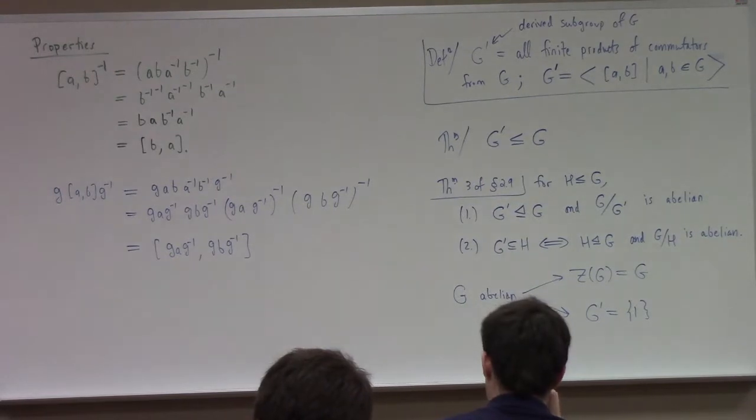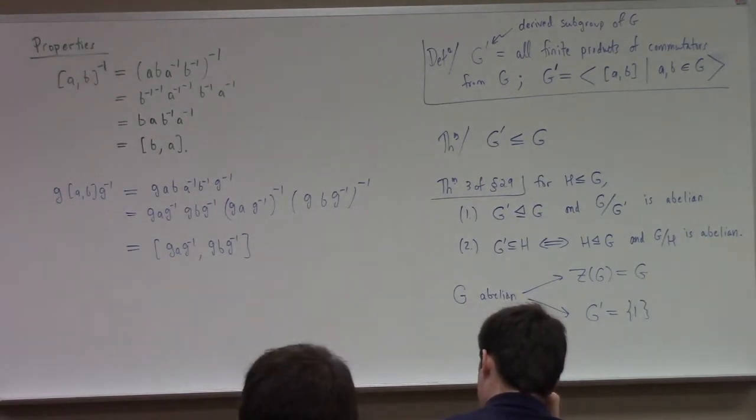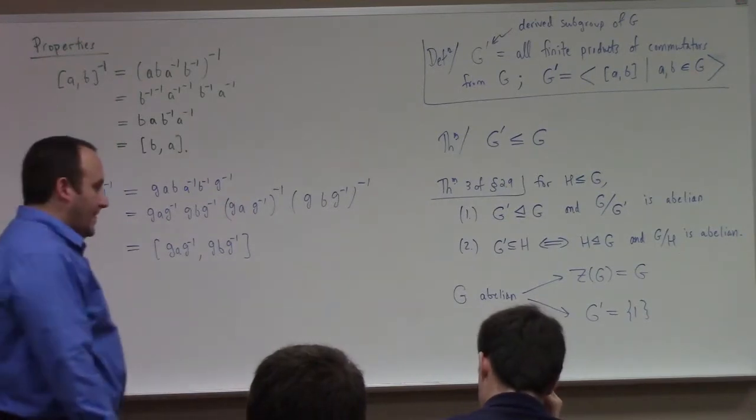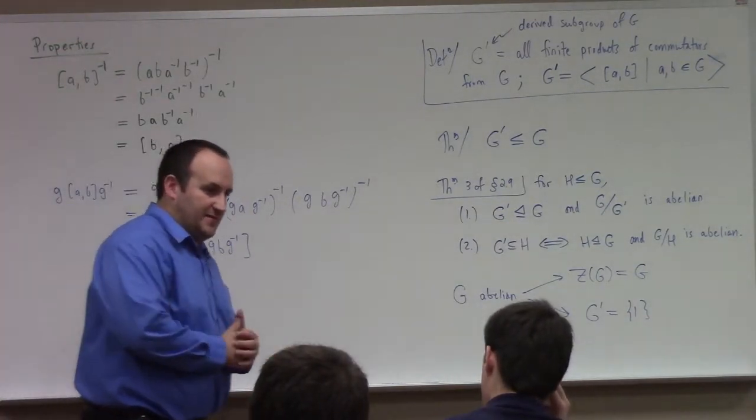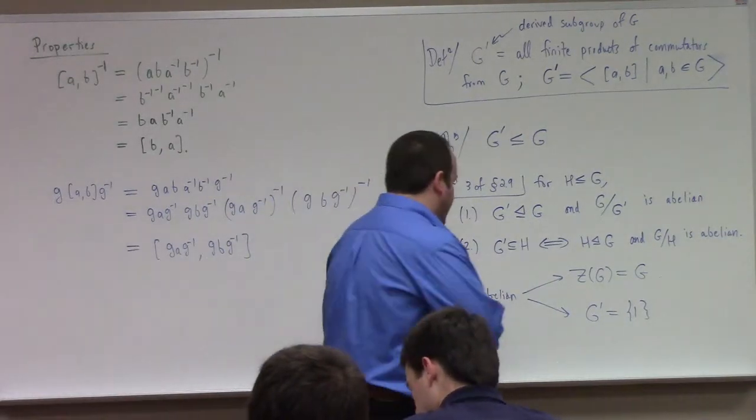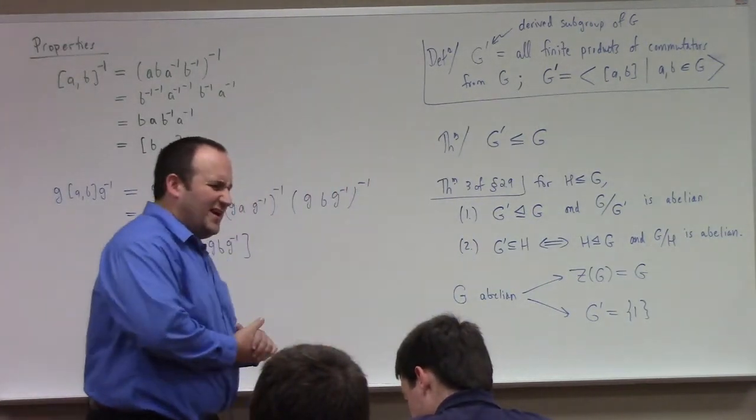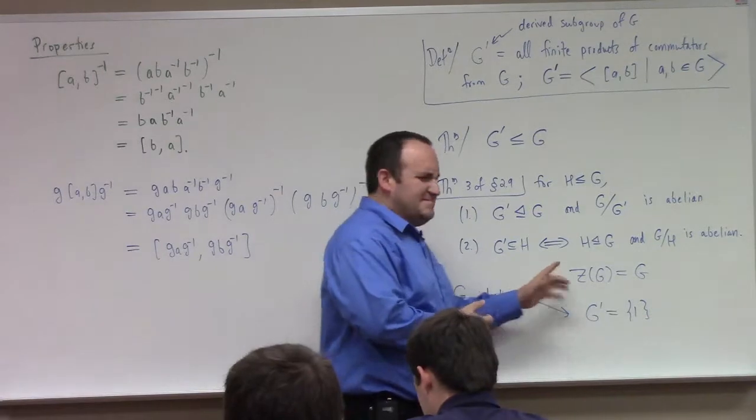I'm not sure. When you say that the center and the derived subgroup are dual, does that mean that Z of G prime is equal to? I'm using that not technically, but metaphorically. When I say that they're dual, I don't mean anything much by that. I think there's an example in the book where they're equal. Oh. Yeah.